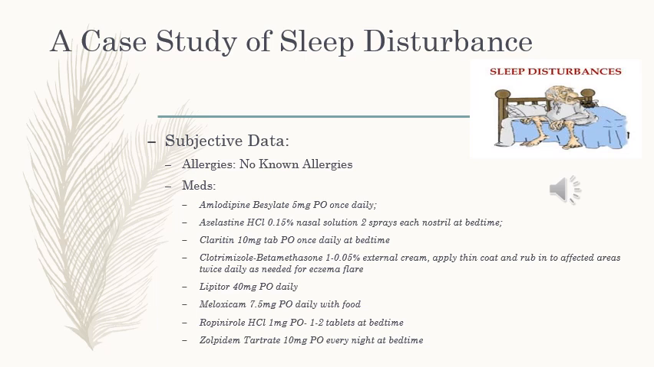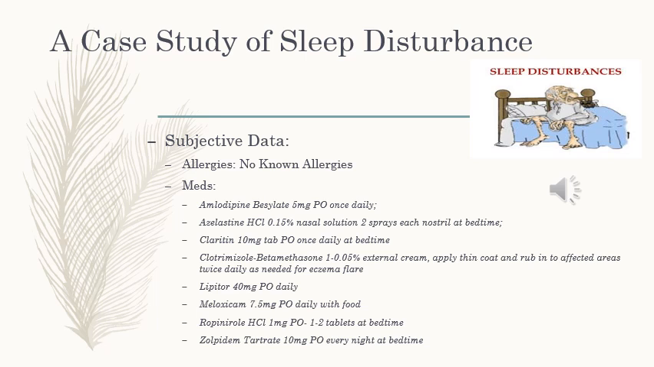His medicines were amlodipine, 5 milligrams PO once daily. He also was on a nasal spray, 2 sprays each nostril at bedtime. Claritin, 10 milligrams PO once daily at bedtime. He also took clotrimazole, just an external cream, apply a thin coat over his eczema flares. Lipitor was 40 milligrams PO daily. Meloxicam, 7.5 milligrams PO daily with food.